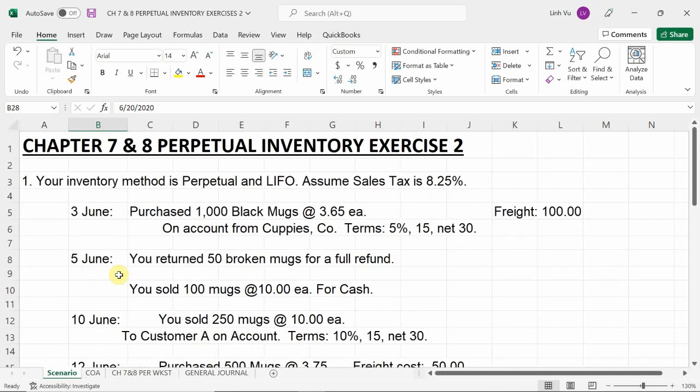Okay. So the first one I did here was make a purchase on June 3rd, okay, for the 1,000 units. But on June 5th, we end up returning 50 of those units, which adjusted our total accounts payable. Right? So we need to figure out what the adjusted amount is. Second thing is, well, if Cuppies Co. gave me a 5% discount opportunity if I paid within 15 days, did I make the discount or did I miss the discount?